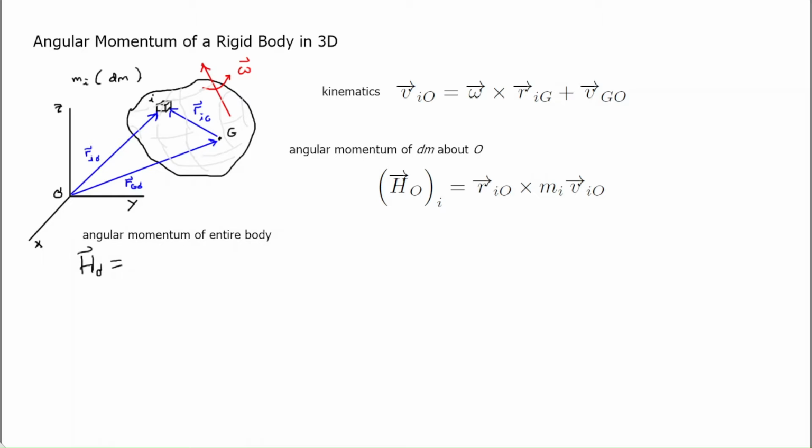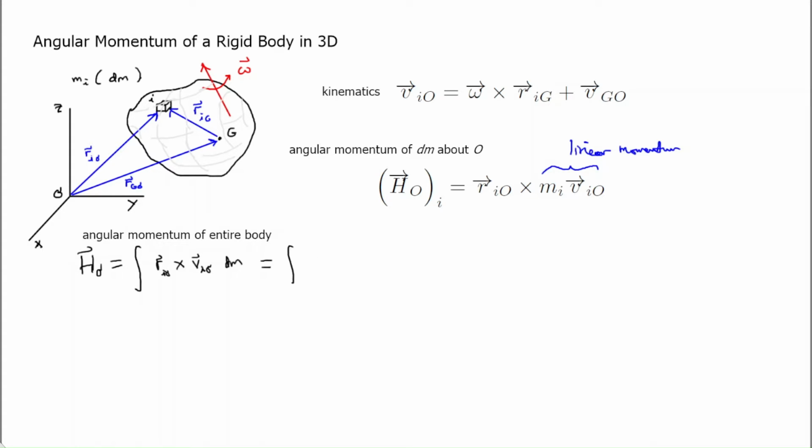The angular momentum of this mass element dm at point I is r sub io cross mv. You'll notice this mv is the linear momentum of the mass element m sub I at that point. So angular momentum is the moment of linear momentum, that is, the appropriate r vector cross the linear momentum. Now, to get the angular momentum of the entire body, we'll sum over all the mass elements, and really we're integrating. So h sub o for the entire body is going to be the integral of r sub io cross v sub io, and then the m sub I shows up again as the dm, the mass element.